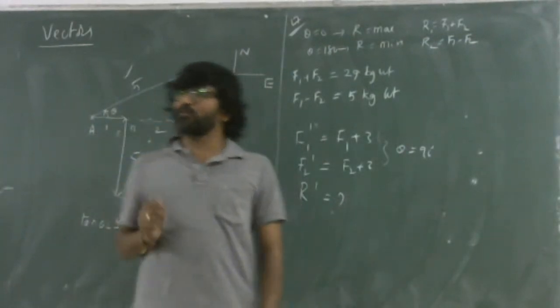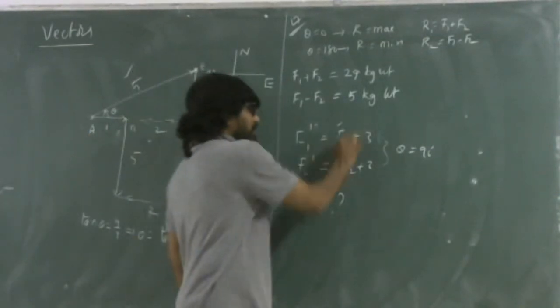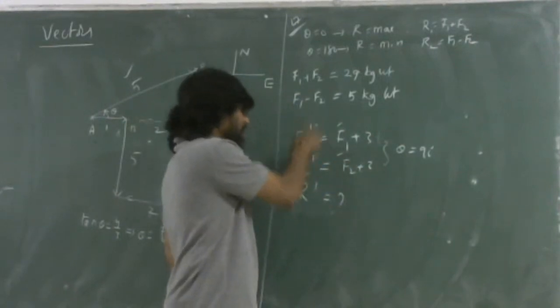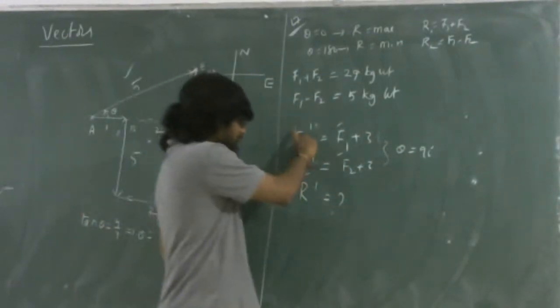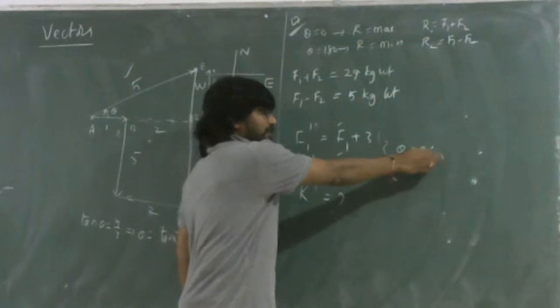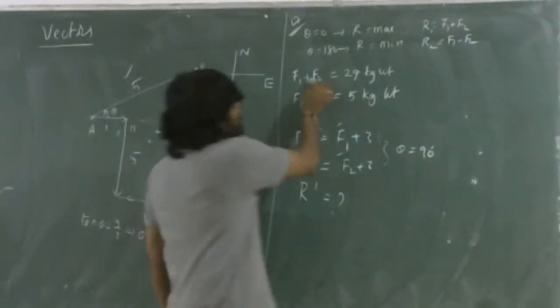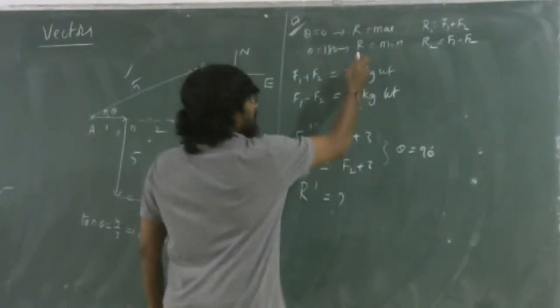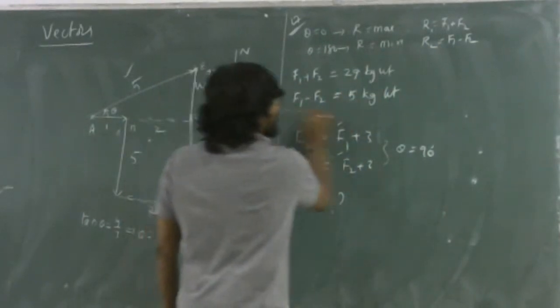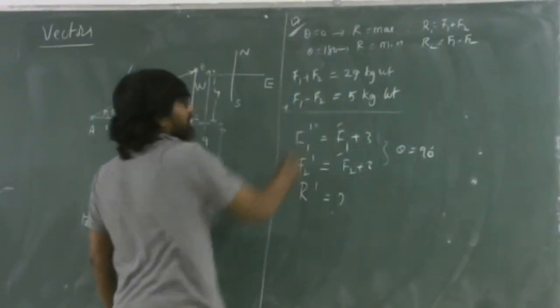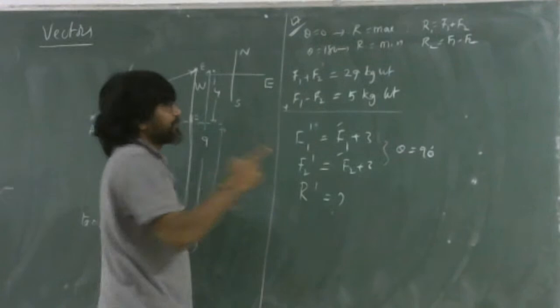Now what you have to do first is find F1 and F2. Then you add 3 to get F1 dash and F2 dash. Then you find the resultant of these two as R dash with theta equal to 90. That is the question. How to find F1 and F2? This is given as 29, this is given as 5, and the units are the same, so there is nothing to worry about. If you add these two, what do you get? F2 and F2 cancel, leaving F1 plus F1.